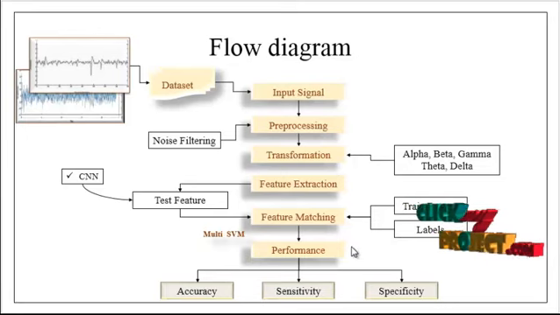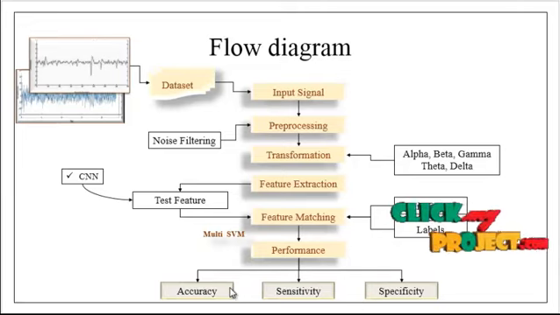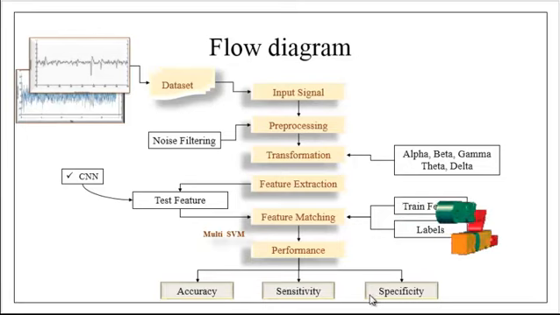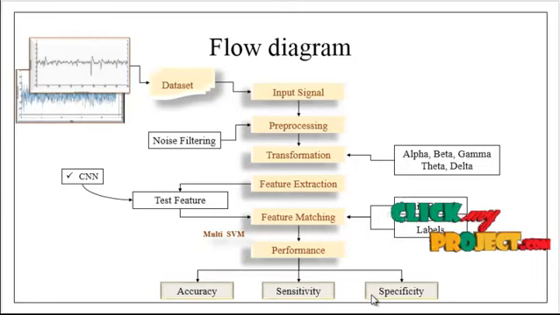Finally, after the classification, we apply the performance estimation. In this performance estimation, we have three kinds of performance parameters: accuracy, sensitivity and specificity. By these three parameters, we can justify whether our process is efficient or not.